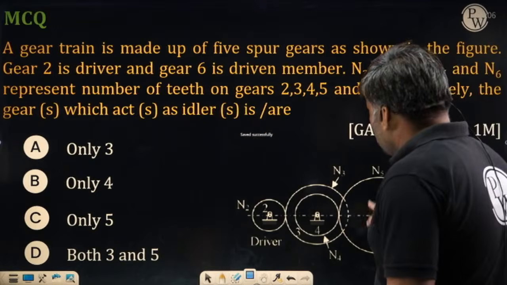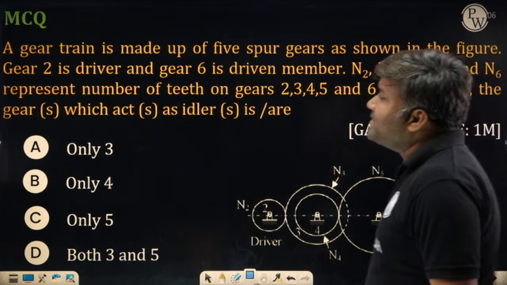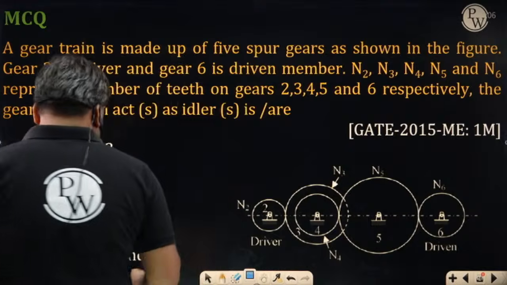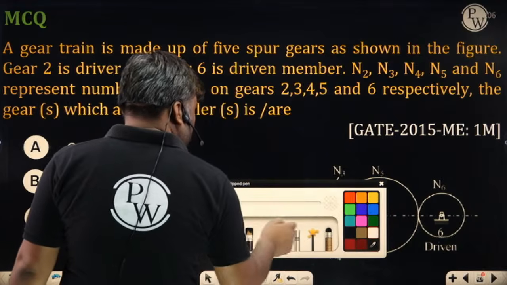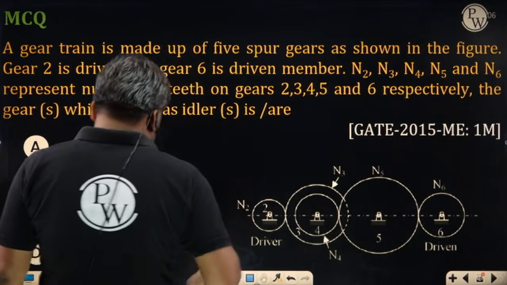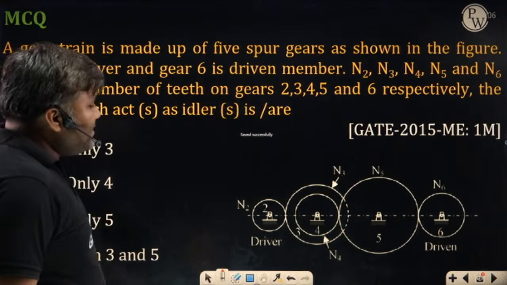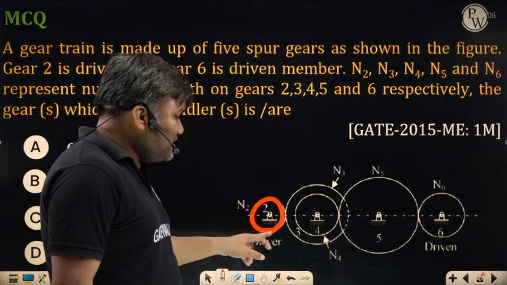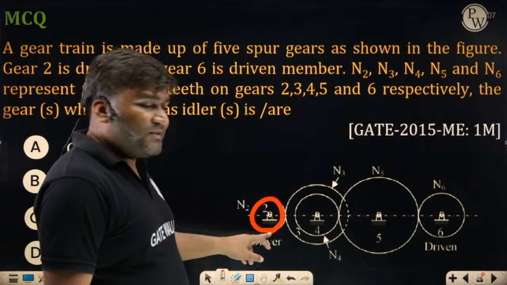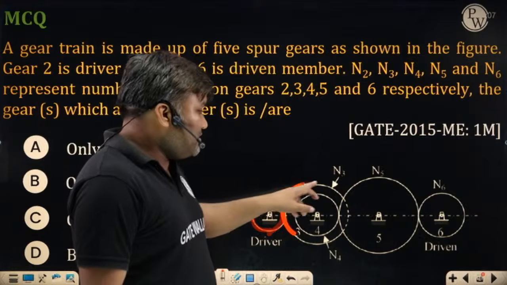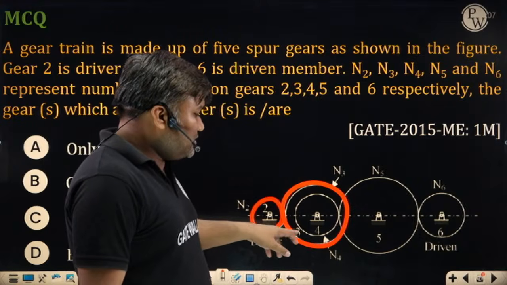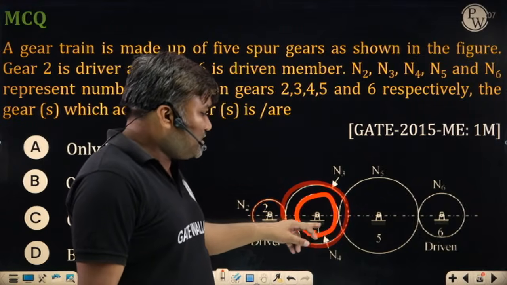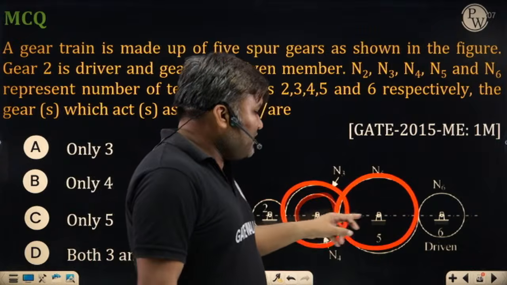This diagram is visible to everyone. They have simply given a gear train, a big gear train. I don't know what to call this. You tell me. They are saying that this is my driver body. Its name they have given as 2. It is driving 3. 3 and 4 are compound. 4 is driving 5. 5 is driving 6.